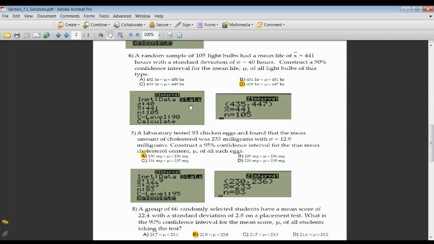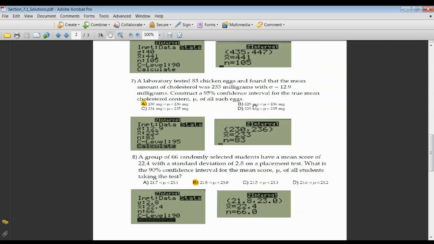Number 8, same thing. I give you all the information. I tell you what sigma is, x bar is. I tell you what n is. The confidence level here is 90%. Plug it into your calculator, z interval. Once again, you go to stat, test, number 7. And there it is, between 435 and 447, right on the money, no discrepancy.